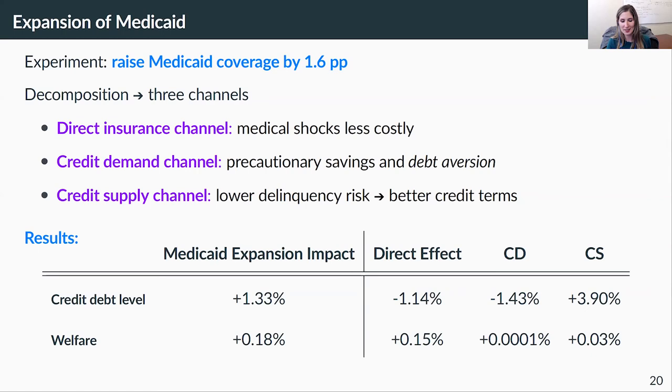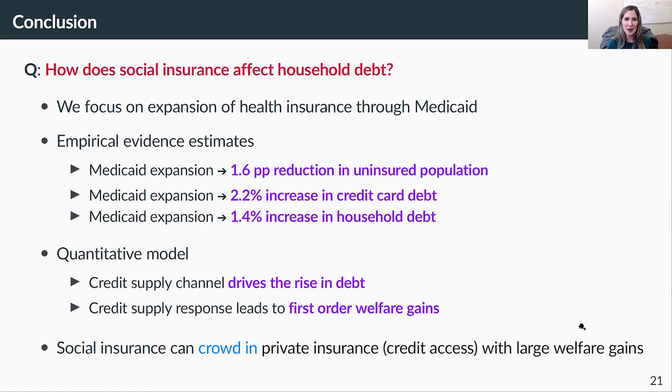Just to wrap up, we look at the relationship between social insurance and household debt. We document a positive effect of expanding insurance on credit card debt and overall household debt. In the model, we see that credit supply drives this rise in debt, and it leads to first order welfare gains. Big picture, what we're seeing here is an example of how social insurance can crowd in private insurance rather than crowding it out. Specifically, households' ability to self-insure through credit access, and it can lead to overall large welfare gains. So with that, I'll stop here and open up for more questions.